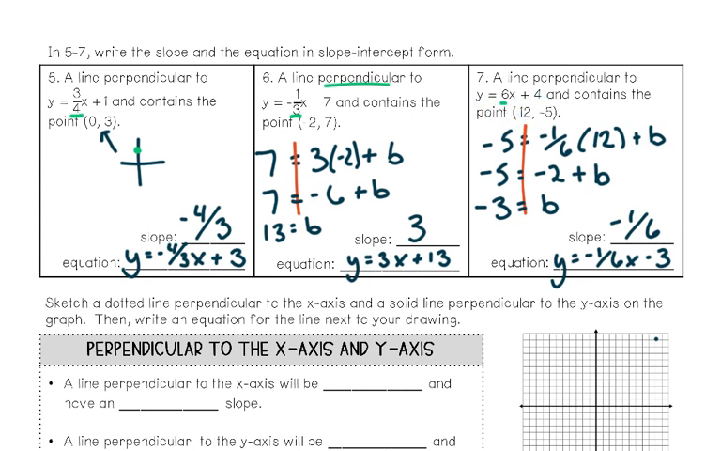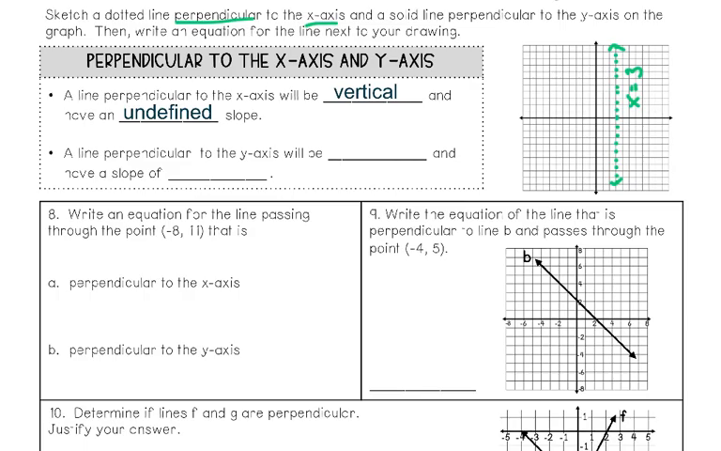On the graph, I sketched a dotted line that's perpendicular to the x-axis. My line crosses the x-axis at x equals 3. So x equals 3 is the equation of the line. Any line that's perpendicular to the x-axis will be vertical and have an undefined slope, just like my line.